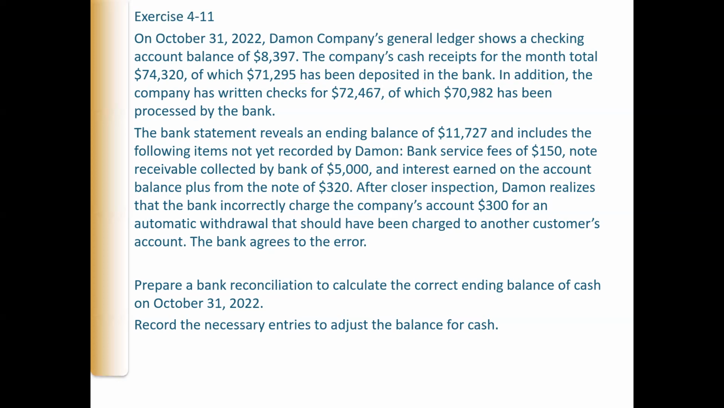Then it tells us the bank statement reveals an ending balance of $11,727. So we know where to put that. And includes the following items not yet recorded by Damon. Bank service fees of $150, note receivable collected by the bank of $5,000, and interest earned on the account balance from the note of $320. After closer inspection, Damon realizes that the bank incorrectly charged the company's account $300 for an automatic withdrawal that should have been charged to another customer's account, and the bank agrees. So the bank accidentally took money out of their account in error.